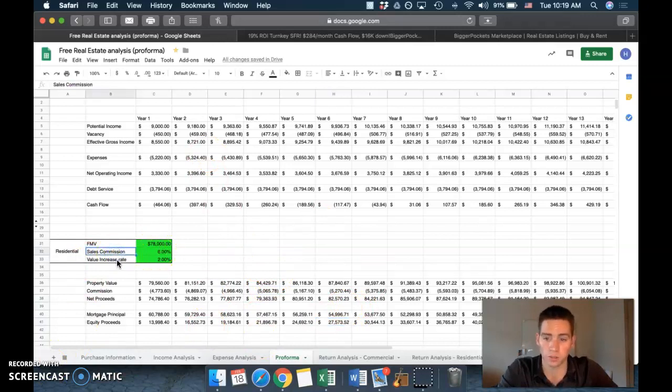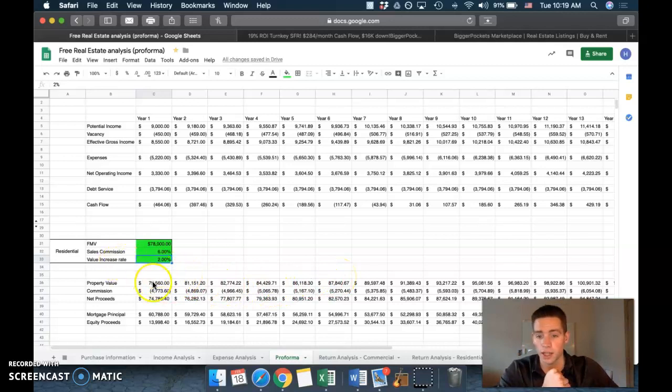We have a sales commission, and we have a value increase rate. Just like we had expenses go up and we had income go up, the value of our property is also going to go up over time. Now, we could say the value of the property is going to go up by the rate of inflation, which houses have generally outpaced. But if you're betting on your house to go up in value to make a good investment, then it's not a good investment. You want your property to have positive cash flow, and you want to be assured that your property value is going to go up over time as a bonus.